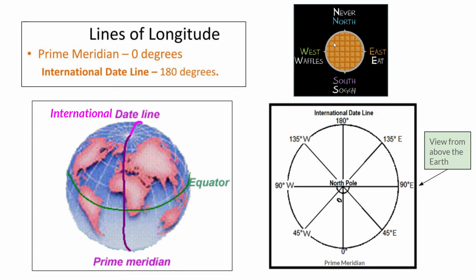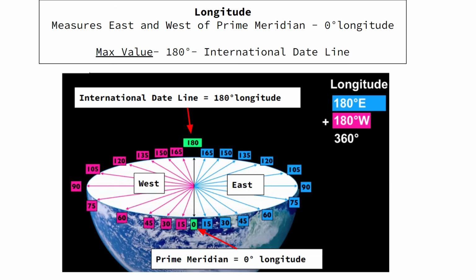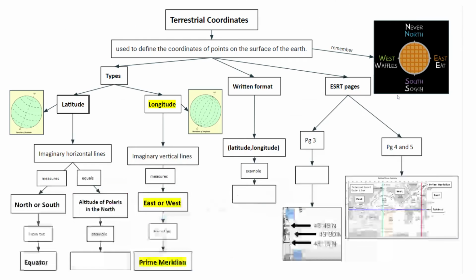Remember, never eat soggy waffles. And this is another picture showing you that from here to here is 180 degrees towards the east, and from here to here is another 180 degrees, but towards the west of the prime meridian, which is 0 degrees. International dateline is 180 degrees.